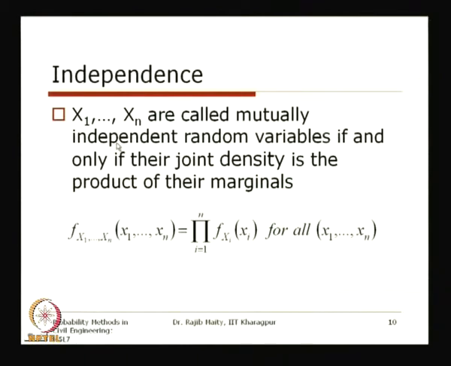This is explained here. So x1, x2 up to xn are called mutually independent random variables if and only if their joint density is a product of their marginals. So this is the joint density from x1 to xn, which equals the product of the individual marginals, the product of f_xi for i varying from 1 to n, for all x1, x2, x3 up to xn.